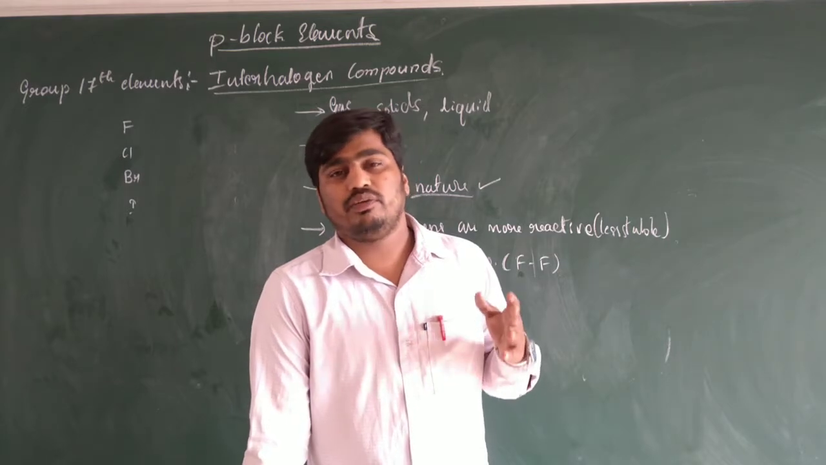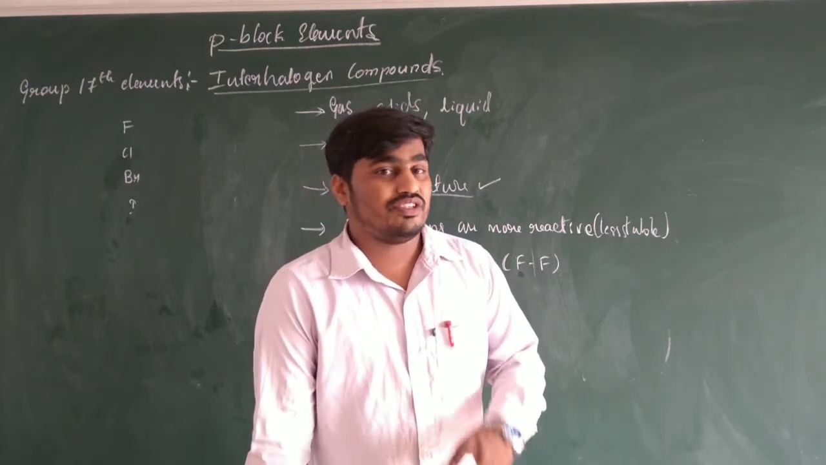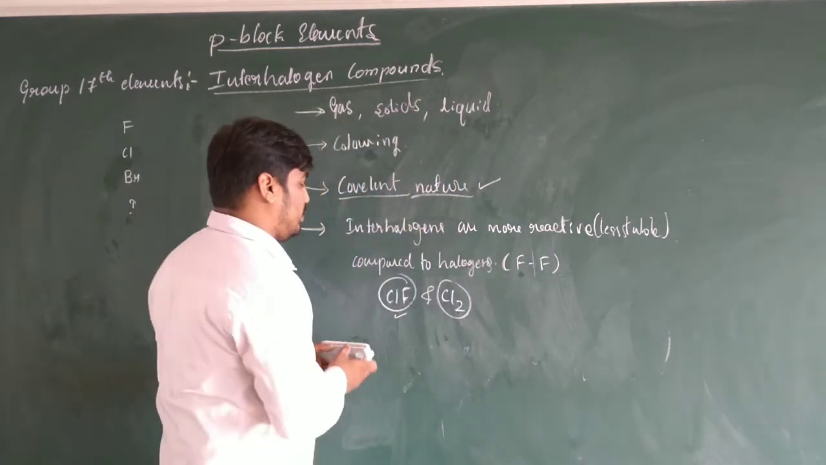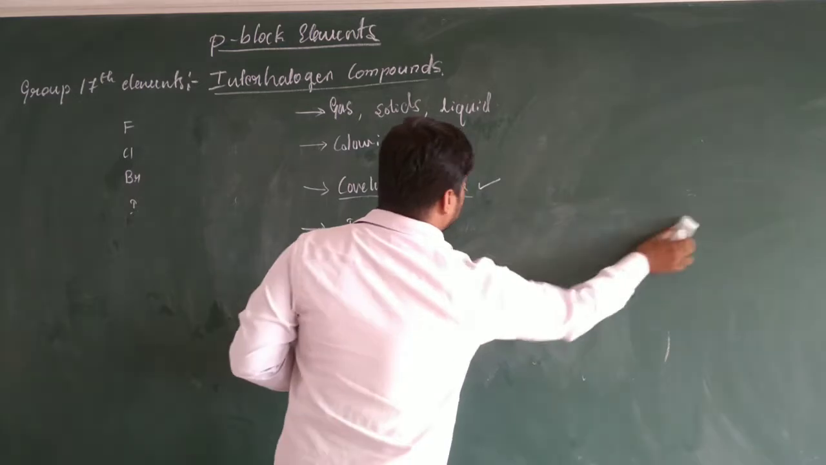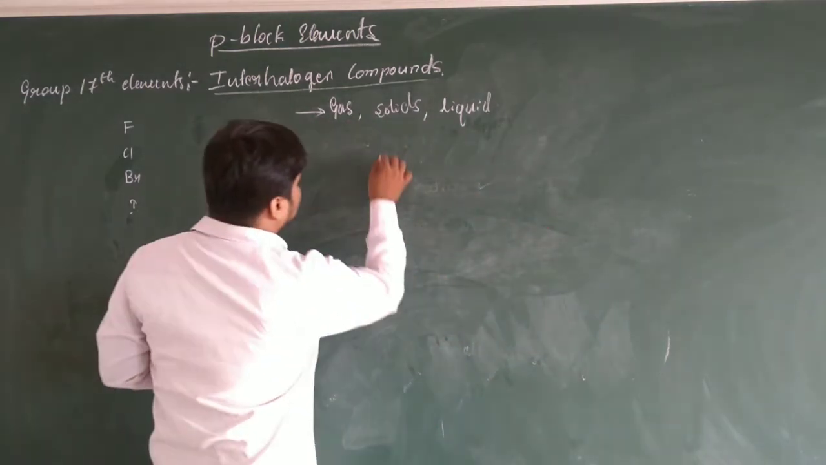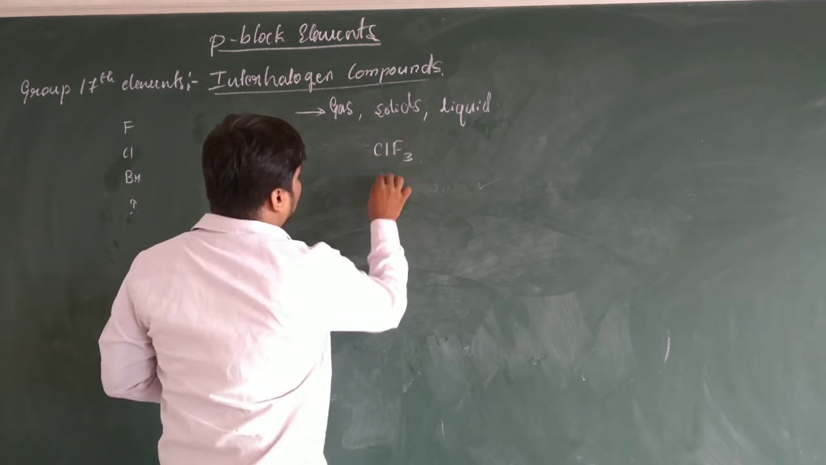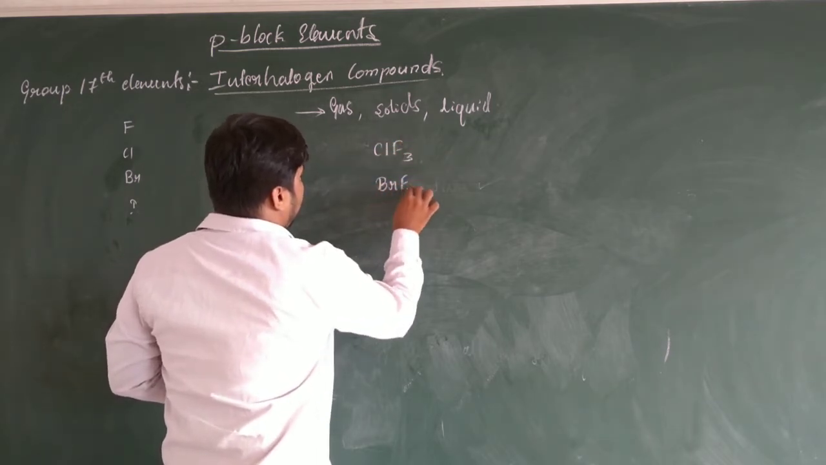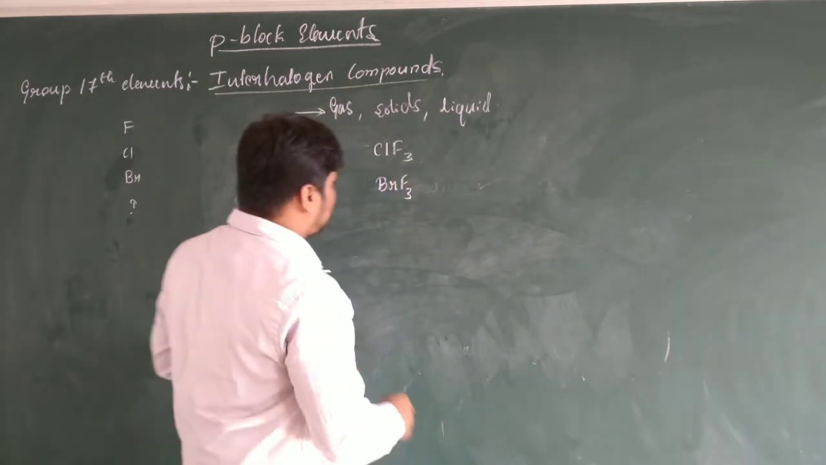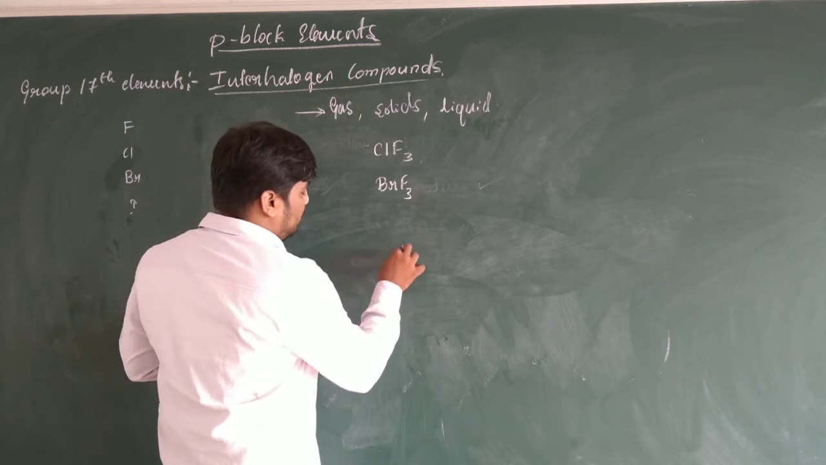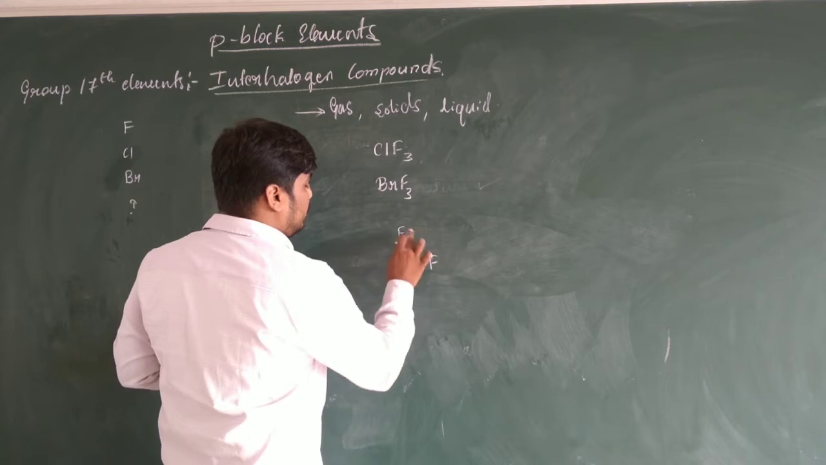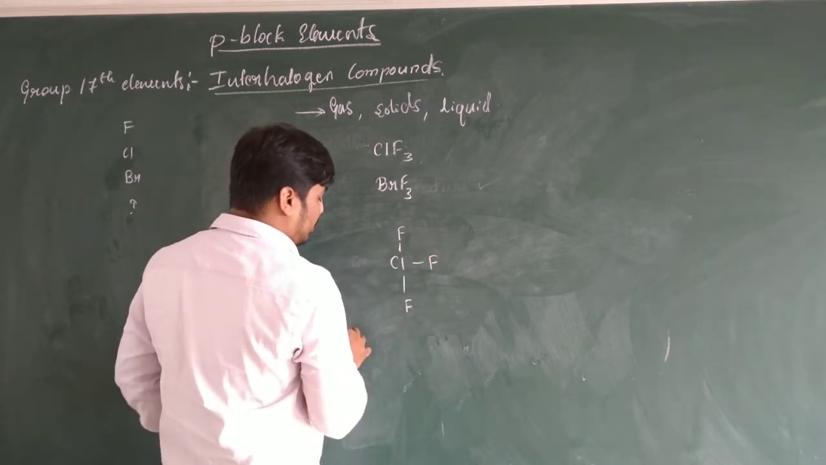The very interesting topic of interhalogen compounds is their structure. Let us discuss it by considering different examples. Consider ClF3, or you can consider BrF3. Both have similar properties, and in structural properties also both are the same. This is according to VSEPR theory.